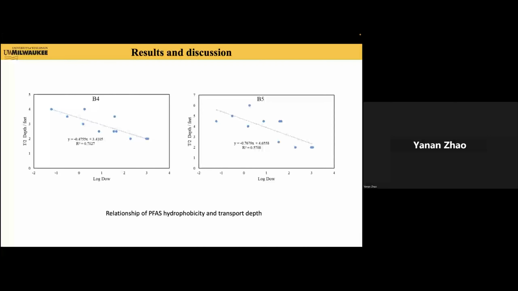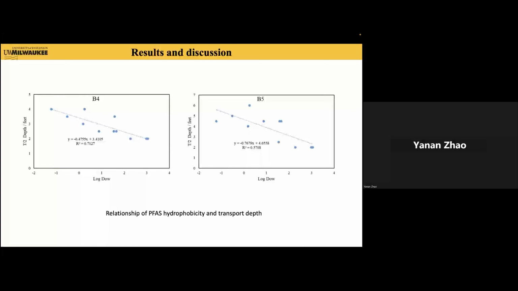As we mentioned at the beginning, hydrophilicity and hydrophobicity are important properties of PFAS. In this study, we used the octanol-water distribution coefficient. When you work in the lab, you call it log D_OW. We used that to explore the relationship between the PFAS property and PFAS vertical transport depth. To explore the relationship, we selected half of the total PFAS and calculated the corresponding transport depth. We plotted the depth and log D_OW in a bar plot.